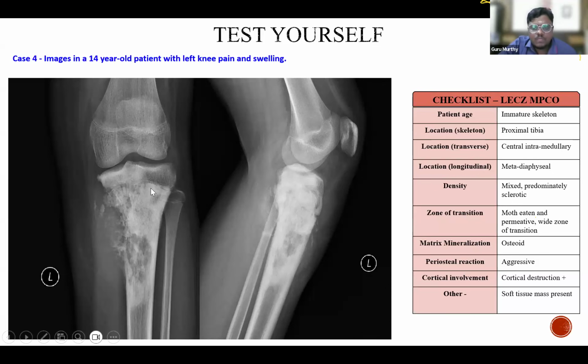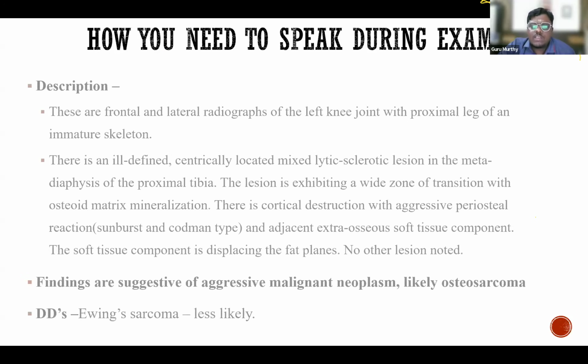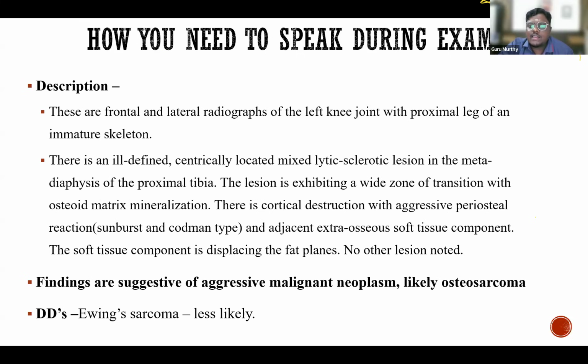And in an immature skeleton, a metaphyseal predominantly epicentered lesion with osteoid matrix. The lesion itself is telling it has osteoid, so you're looking at some osteoid-containing lesions, that is osteosarcoma. But you can also give Ewing sarcoma as a less likely differential, and you can tell that though these features are there, the osteoid matrix is the one which is striking in favor of osteosarcoma, and this is how you describe a malignant lesion.